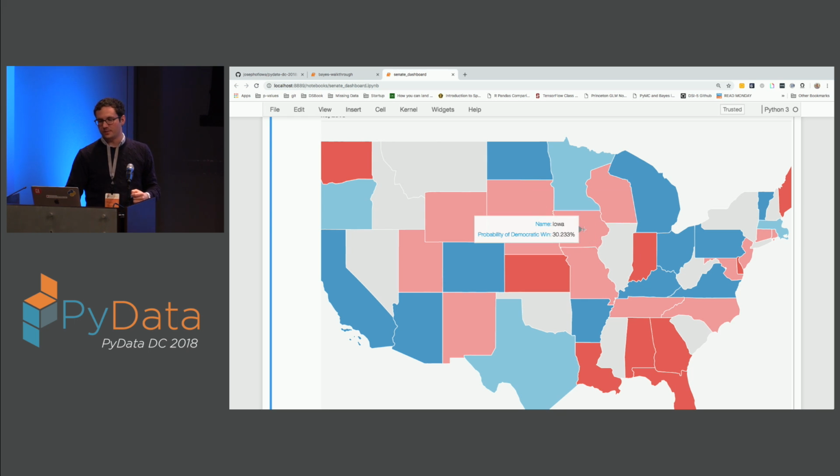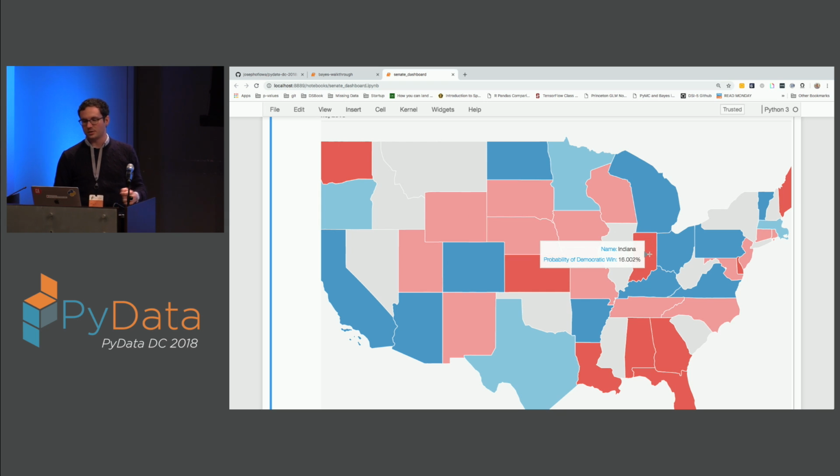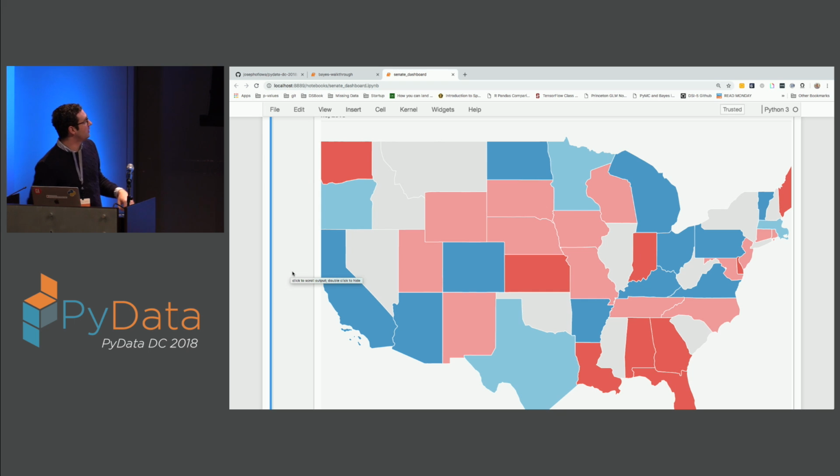So you'll be able to zoom in here, but we can look at Iowa, or we can look at Kansas, or we can look at Indiana, and the tooltip here shows what is the name of that state, as well as the probability of a Democratic win in that state. To be clear, these are arbitrary values for this.